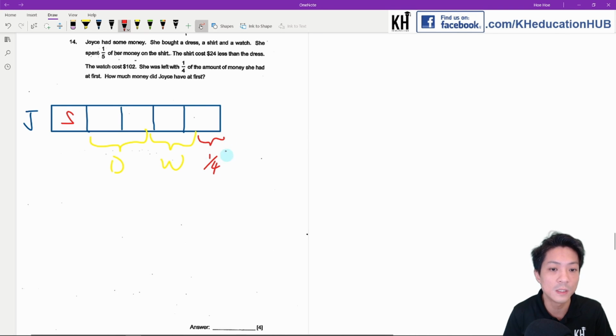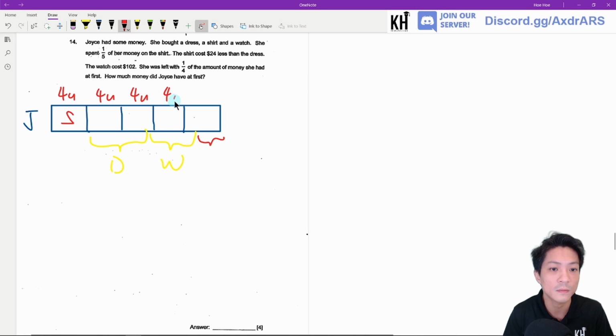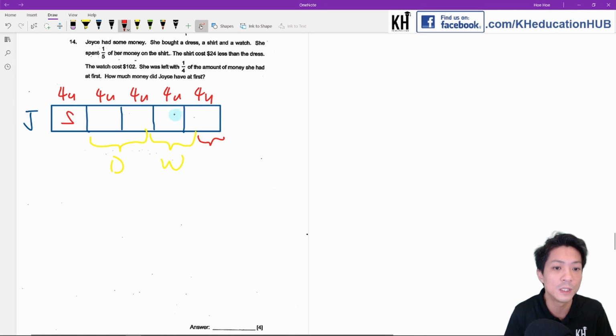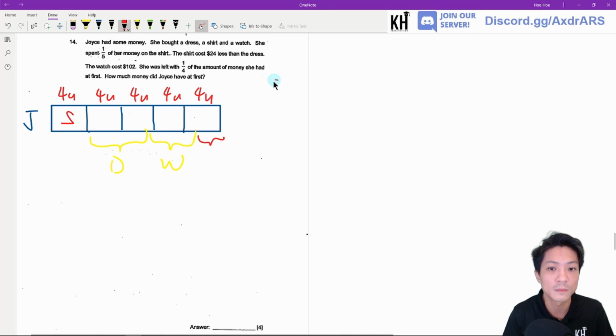So this doesn't look like a quarter, and it is going to be very difficult to find a quarter of 5 units. So what I'm going to do is multiply the 5 units to become a multiple of 4. So I'm going to multiply everything by 4, which means that the amount of money that Joyce had at first is 20 units, and the shirt is equal to 4 units. So I'm going to write it in unit form now.